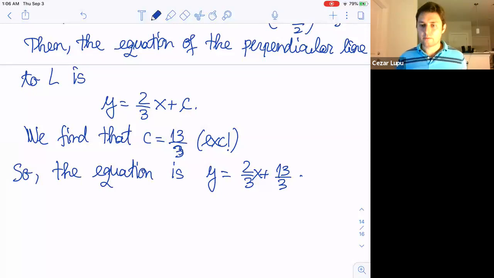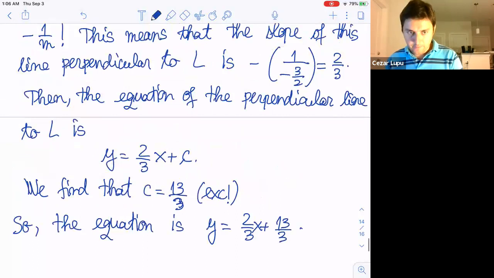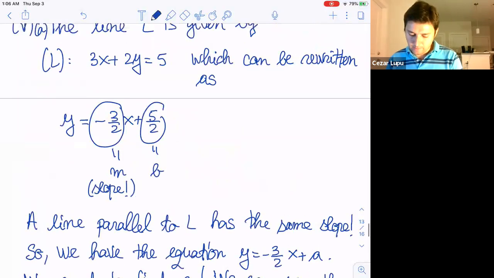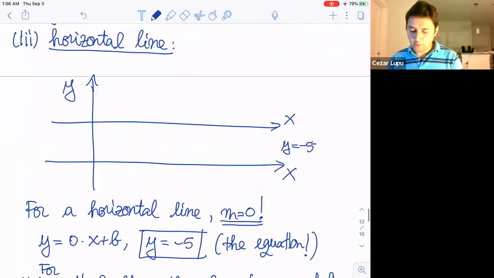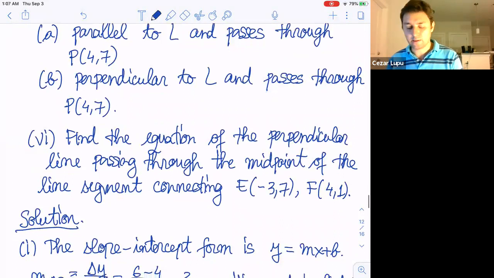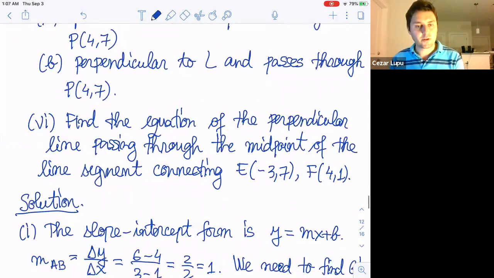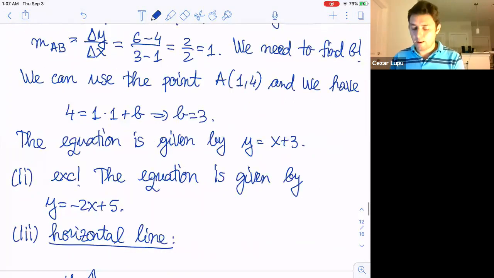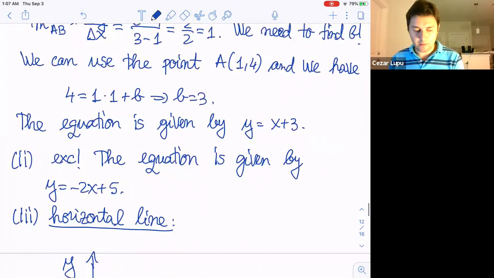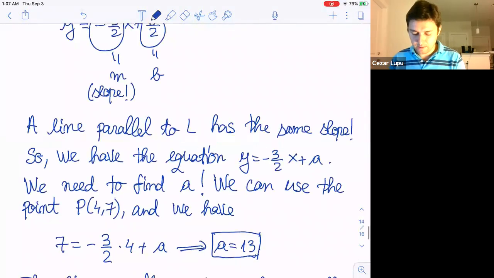And the last one, right? We have one more thing to do, which is to find the midpoint of the segment. So let's see. To find the equation of the perpendicular line that passes through the midpoint of the line segment connecting those two. Okay, basically it's the same thing. The only information we have now is that we need to write the midpoint of the line segment, which is quite easy to do.